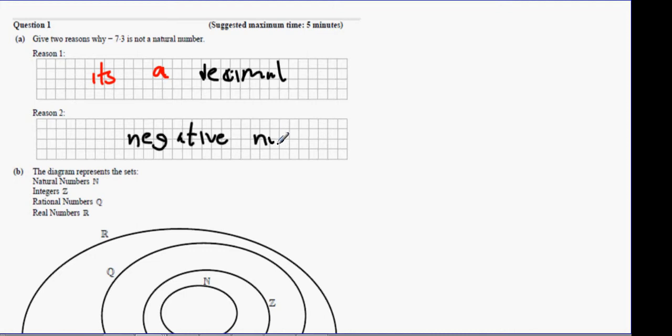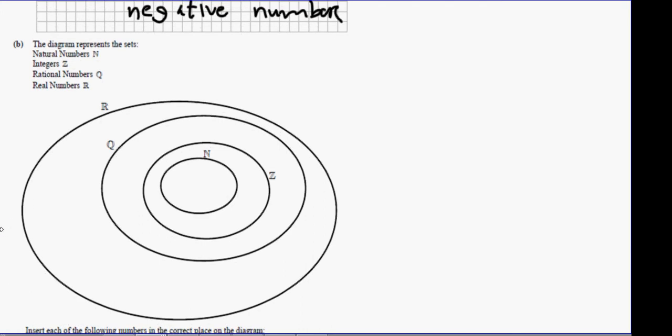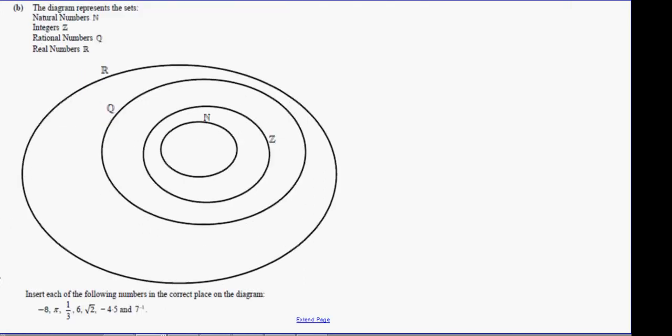Right guys, now look at the following. The diagram represents the sets natural numbers N, integers Z, rational numbers Q, real numbers R. Insert each of the following into the correct place in the diagram. Well, first of all, number 6 is a natural number because it hasn't got any decimals and it's positive and whole. Next one, an integer would be minus 8.